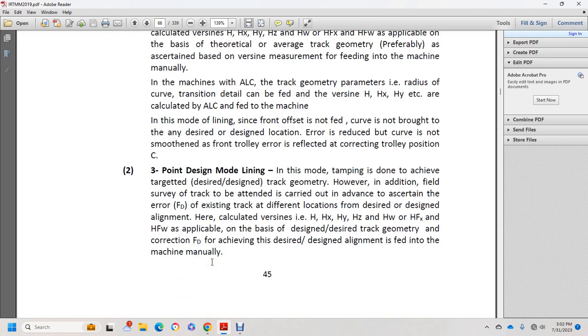2. The 3-point design mode lining. In this mode, the tamping is done with the target of the desired design of the track geometry, based on the condition of the field survey. The track is carried out with advanced versine assertions at existing track with different locations, and the desired design alignment is calculated with the versine line.